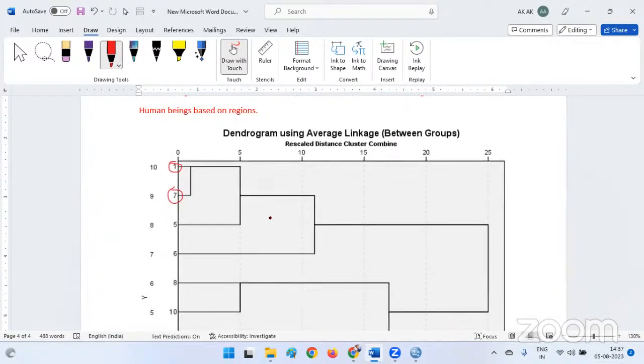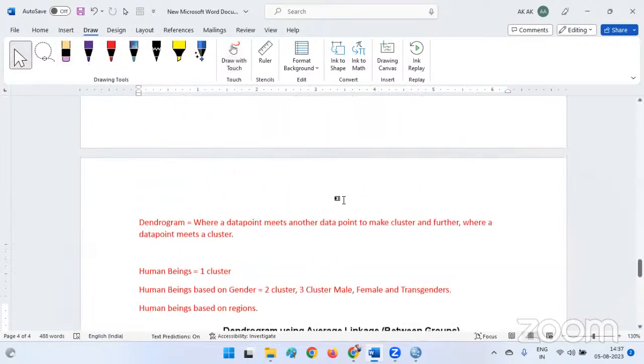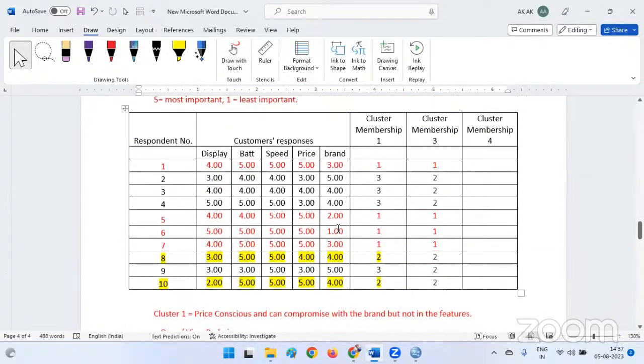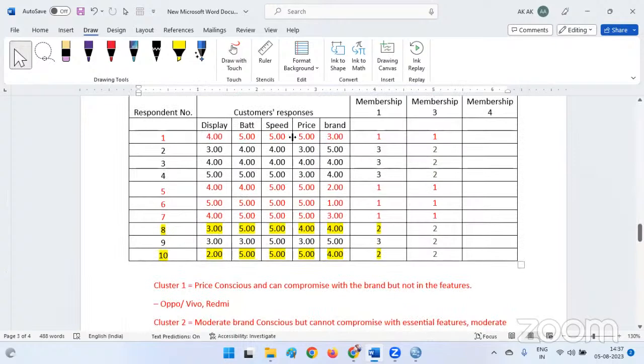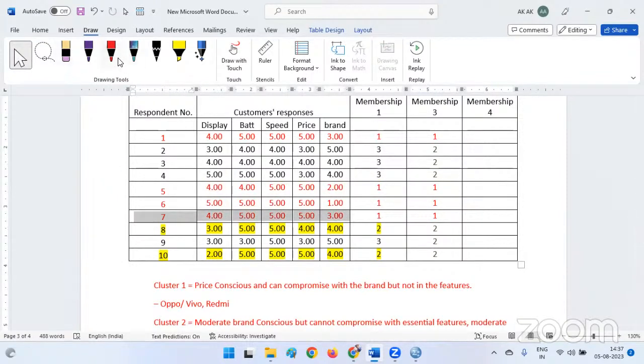Are they actually very close to each other? Let us find out. 1 and 7. 1 is 45553. 7 is 45553. Exactly same. I told you that there are some points which are exactly same. So I actually forgot, but now the software has identified. 1 and 7 are exactly same, and that is why they have immediately clustered themselves.